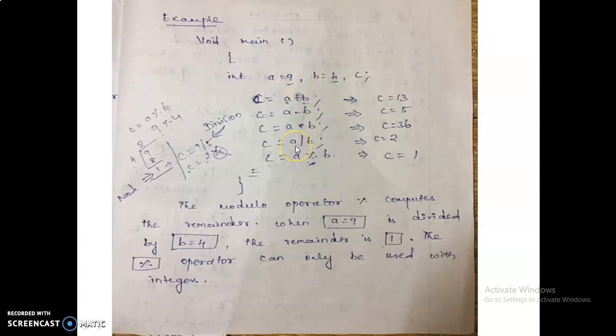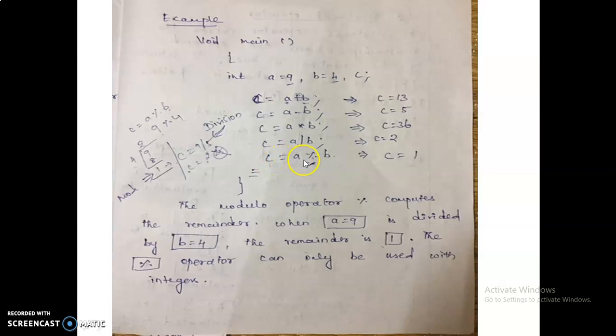If you divide 9 by 4, you get 2.25, but the variable I declared is of integer type, so only the integer part is stored in the output. The decimal part is discarded by the compiler, because I stored C as an integer, so only the integer value is stored.